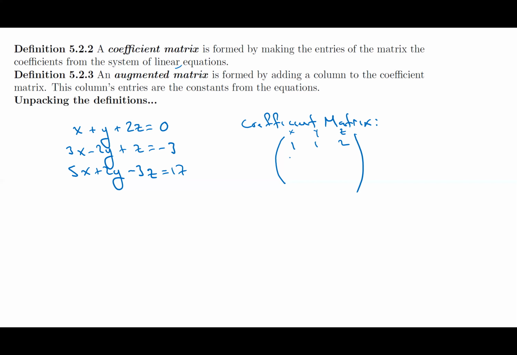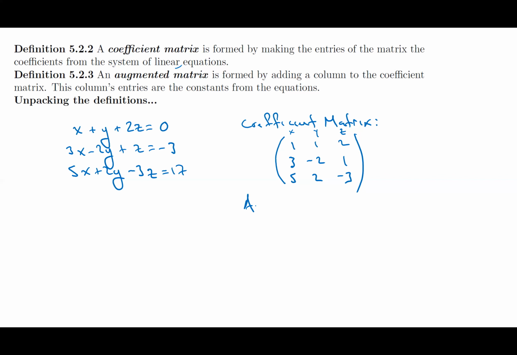Second row, 3, negative 2, 1. And then why don't you guys think about what the third row would be and write it in right now while I'm talking. Hopefully you said 5, 2, negative 3. Okay. And so what you see is each row is the coefficients of the respective x, y, and z. And then each column, like the first column, is all the coefficients of x. Second column, all the coefficients of y. Third column, all the coefficients of z, and so on, okay?